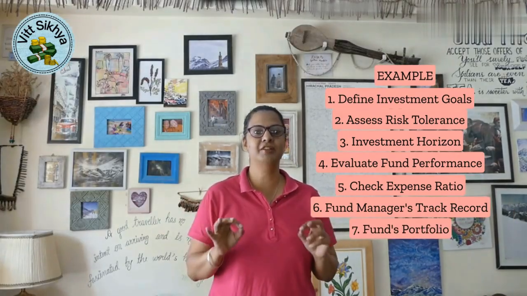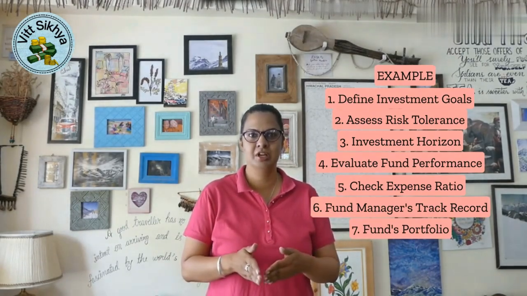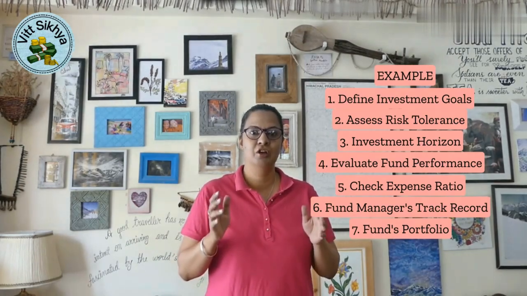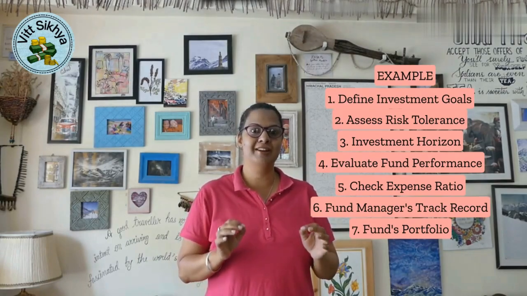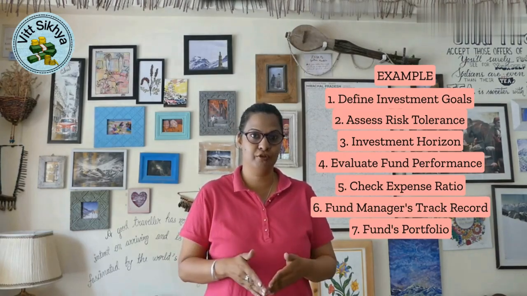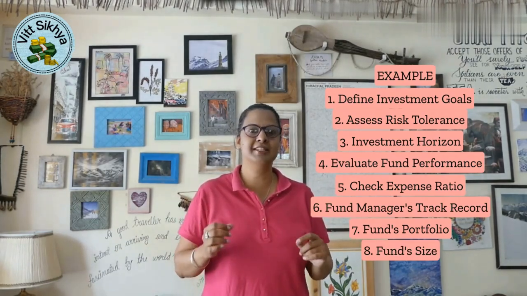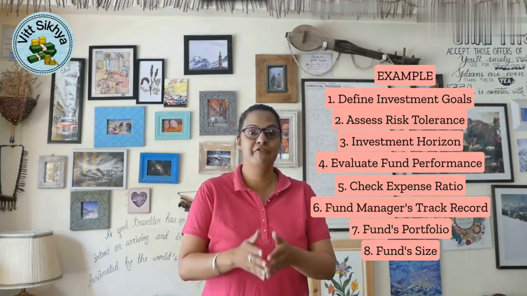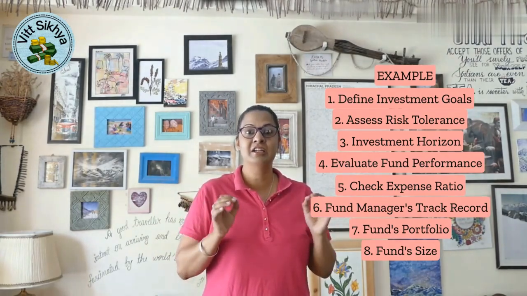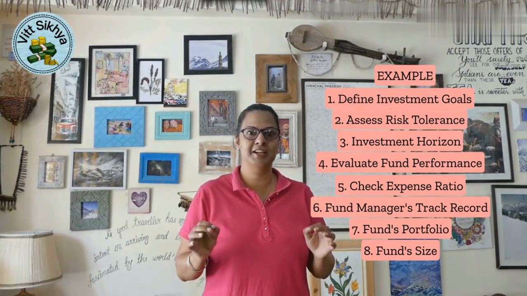Number 7, funds portfolio. Look at the top holdings and sector allocations. Ensure they align with your investment philosophy. If Mirae Large Cap Fund has a good mix of diversified sectors, it might provide balanced growth. Number 8, fund size. Check if the fund size is reasonable. Very large funds may face challenges in delivering high returns, while very small funds might be more volatile.